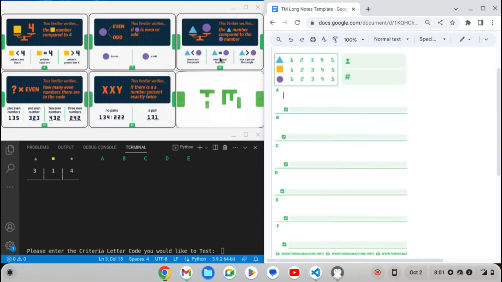Criteria card C looks at our first and last digits, triangle and circle, and compares them. Should the value of triangle be less than circle? Should they be equal? Or should the value of triangle be greater than circle? Criteria card D will take a look at our 3-digit solution and will let us know how many of those digits are even. Are there no evens? Is there a single even? Perhaps 2? Maybe even all 3 are even.